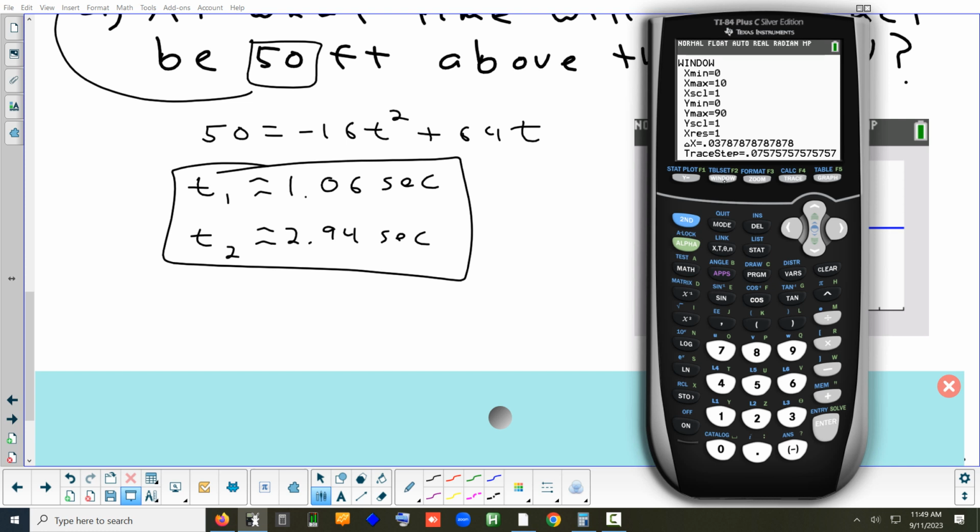Can you explain why it's negative 16? That part has to do with gravity. That number is calculated based on the acceleration due to gravity. If you were doing meters per second instead of feet per second, you'd see the number negative 9.8 there instead of negative 16. I don't know exactly how it's calculated, I just know it's due to gravity. On a different planet, it wouldn't be negative 16, unless it had the same gravity as Earth.